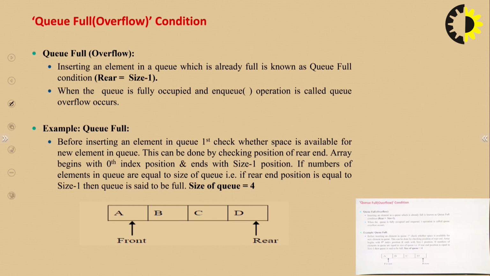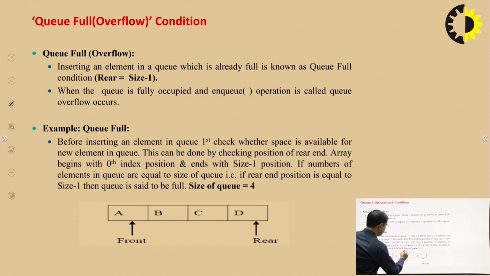Now, because we have the 2 pointers, rear and front, if the value of rear equals size minus 1, that means all the locations are occupied, and size is the size of the array. That means no more element can be added onto the given queue because all the locations are fully occupied. This can be understood in a better way with the help of this example.